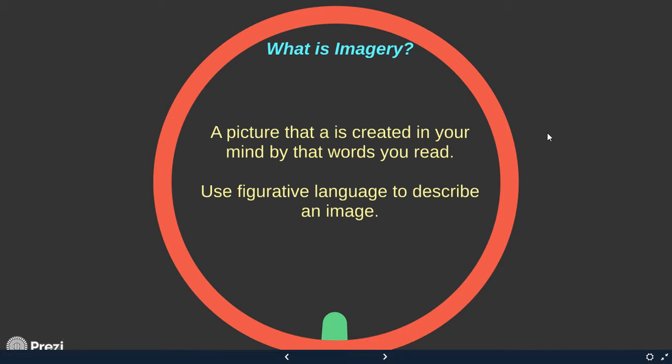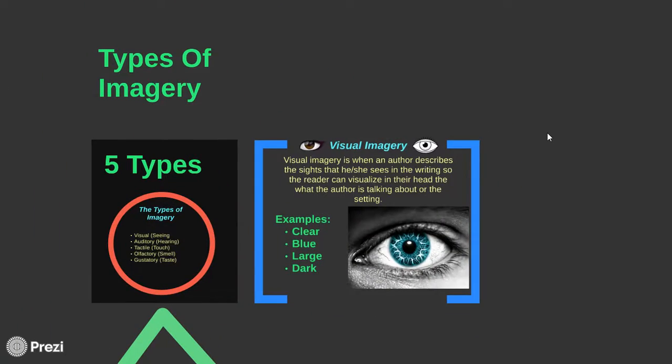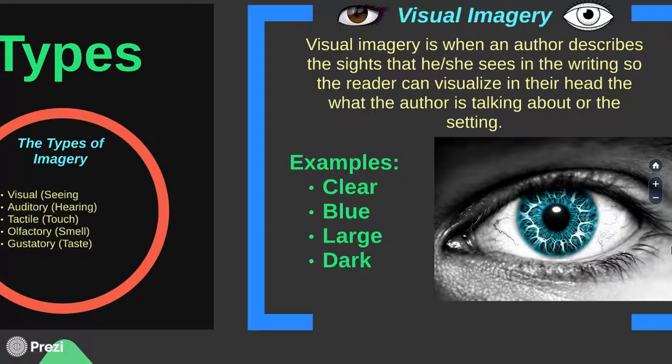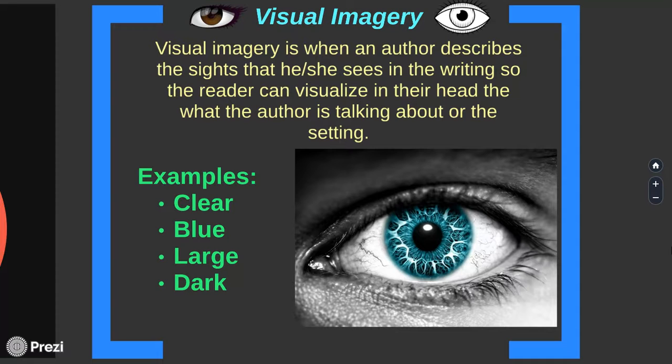So imagery is a picture that is created in your mind by words that you read. You could use figurative language such as similes or metaphors or even personification or hyperboles to describe an image. So there are 5 types of imagery, and that is visual, auditory, tactile, olfactory, and gustatory. Just fancy words of saying seeing, hearing, touch, smell, and taste. I would recommend that you maybe remember these 5, though, because it might contribute to extra points for the unique opportunity in June.